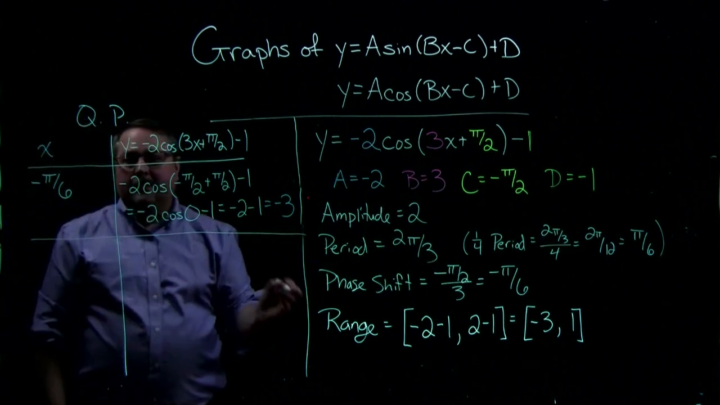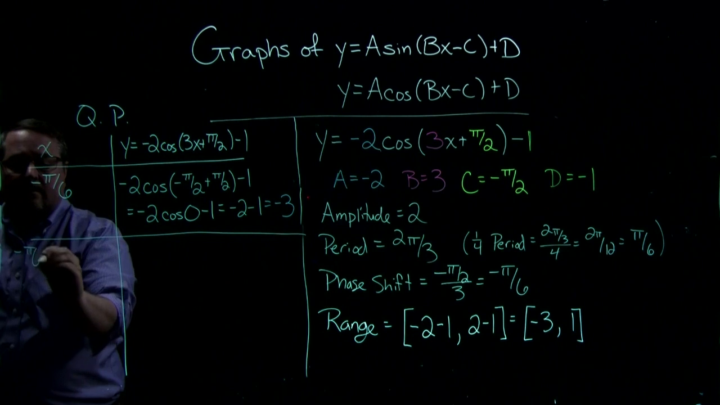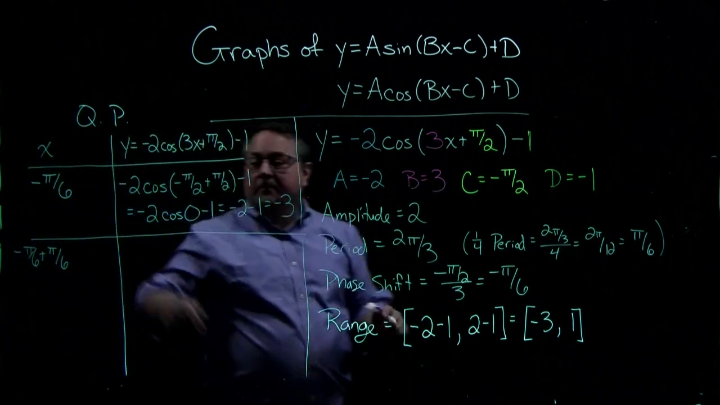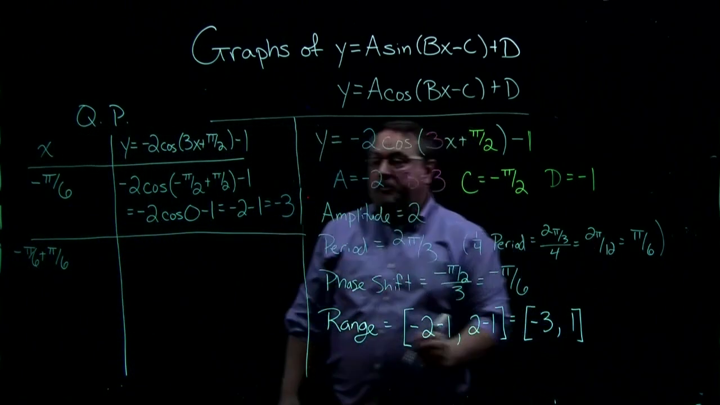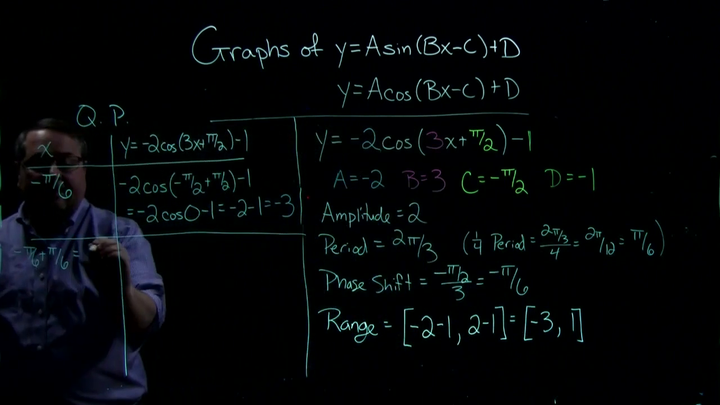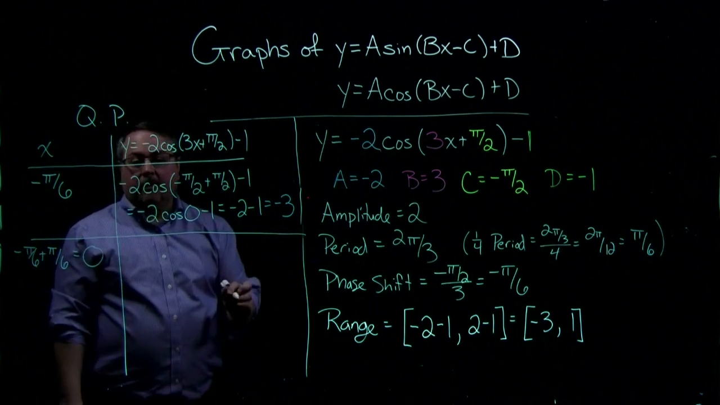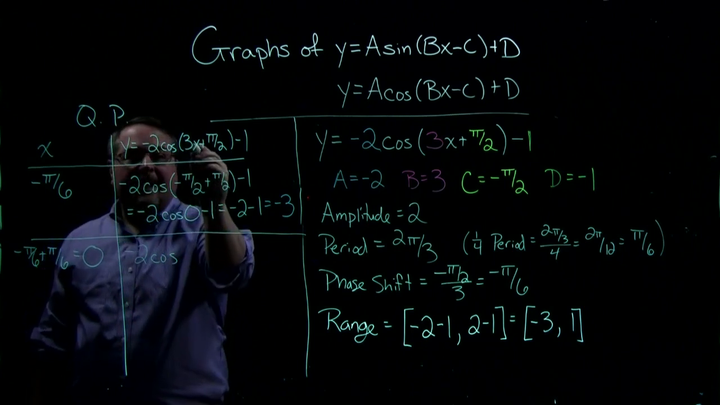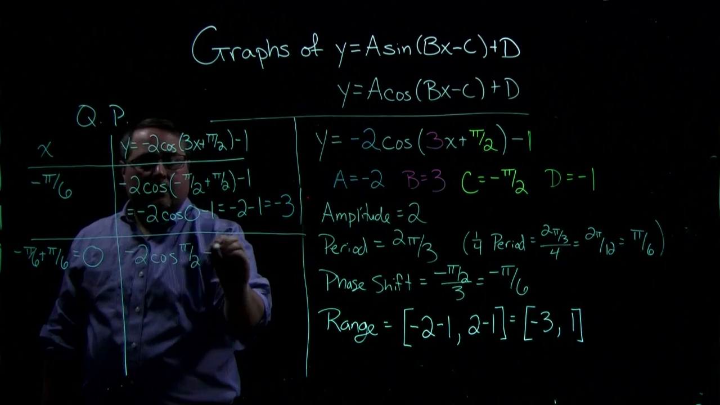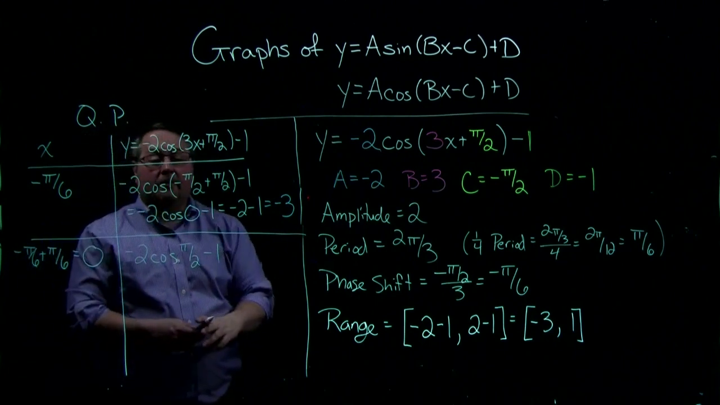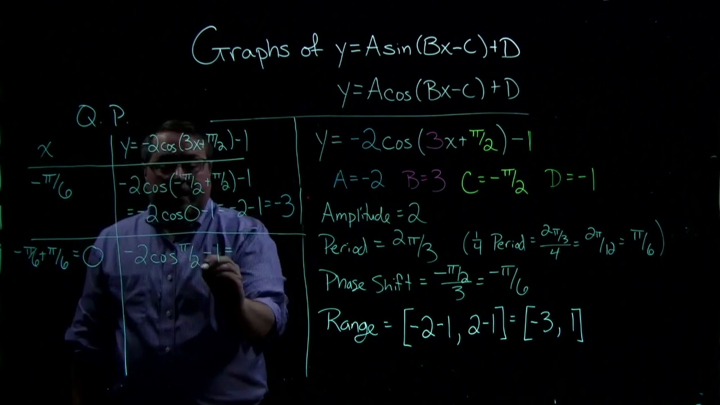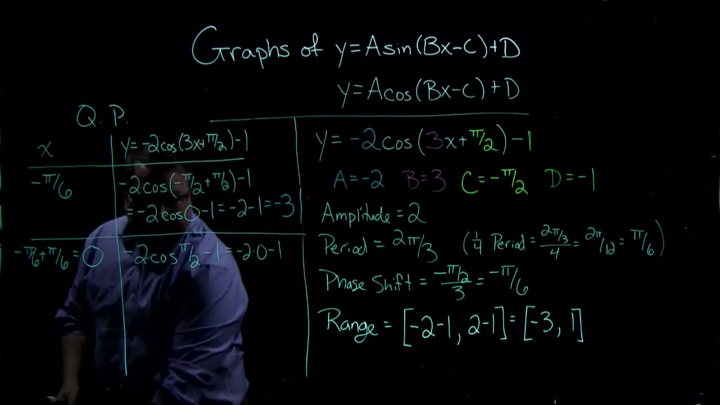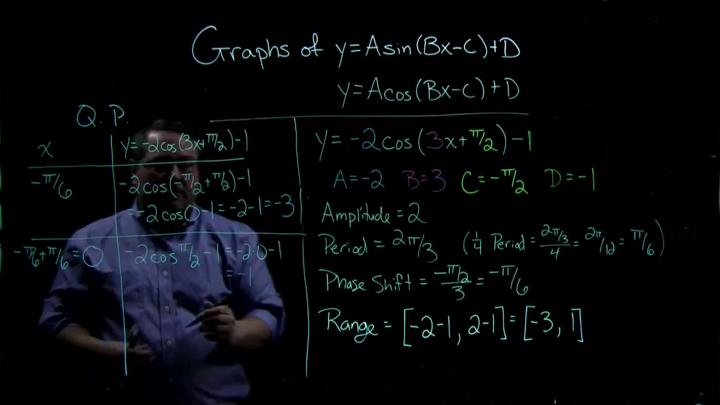Okay, looking at our next quarter point. Remember, we start at our phase shift, negative pi over 6. We add a quarter of our period, which is pi over 6. So our next quarter point is going to be at x equals 0. Negative pi over 6 plus pi over 6 is 0. So then here our y will be negative 2 times the cosine of 3x, which is 0. Okay, so we're just going to have negative 2 times the cosine of pi over 2 minus 1. Cosine of pi over 2 is 0, so this is going to be negative 2 times 0 minus 1, which is going to be negative 1.